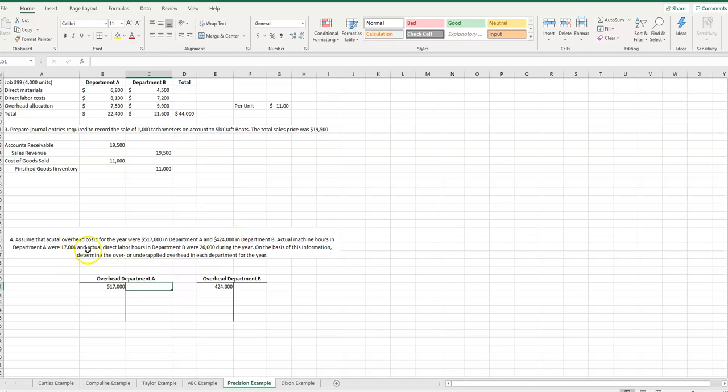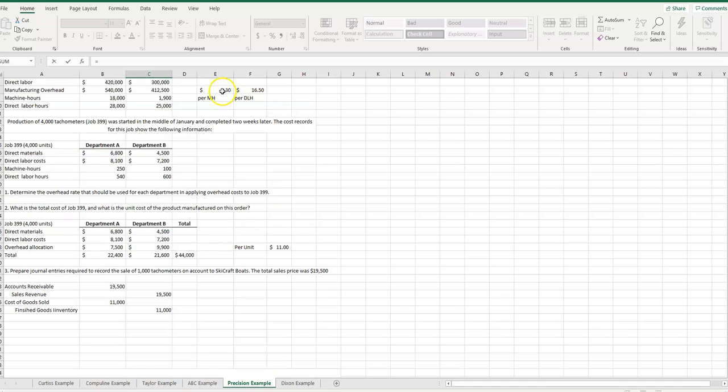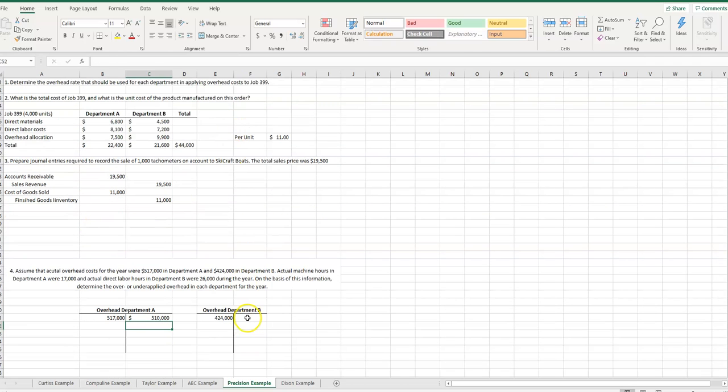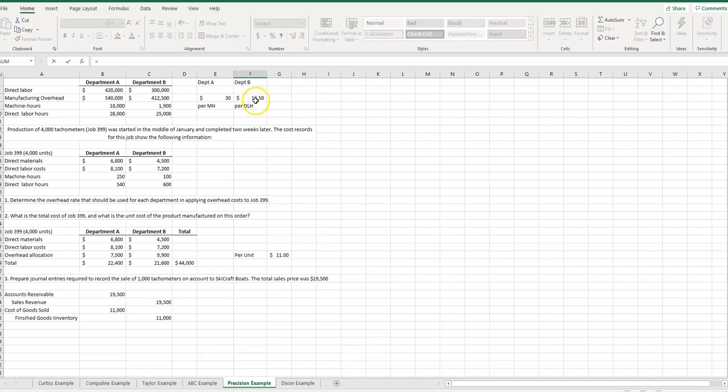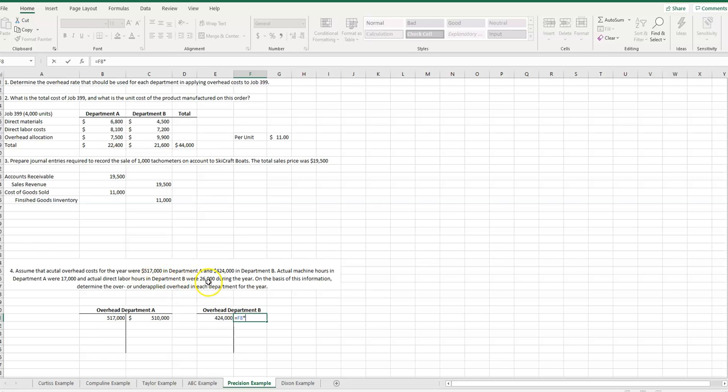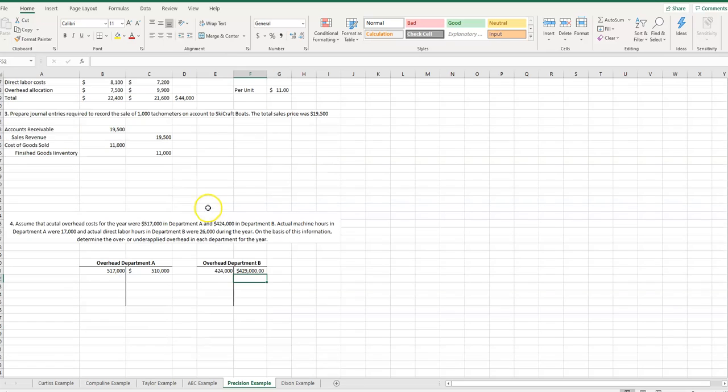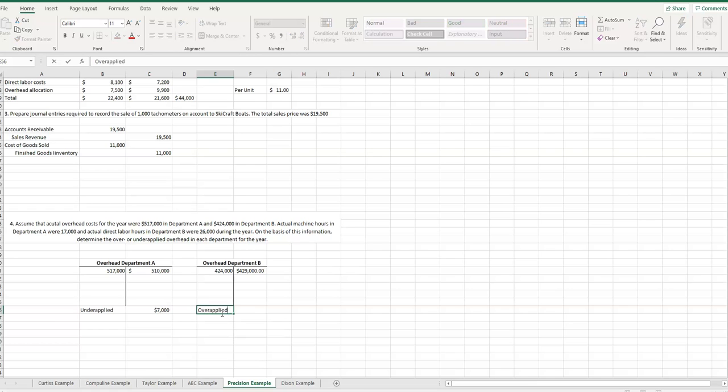So in Department A, we have 17,000 machine hours times our $30 per machine hour rate. And in Department B, we have a rate of $16.50 times 26,000 direct labor hours. So when we look at our overhead in Department A, we have a higher debit side than a credit side. This means we have under applied overhead by $7,000. And in Department B, we have a higher credit side than our debit side. That means we over applied in Department B for a total of $5,000.